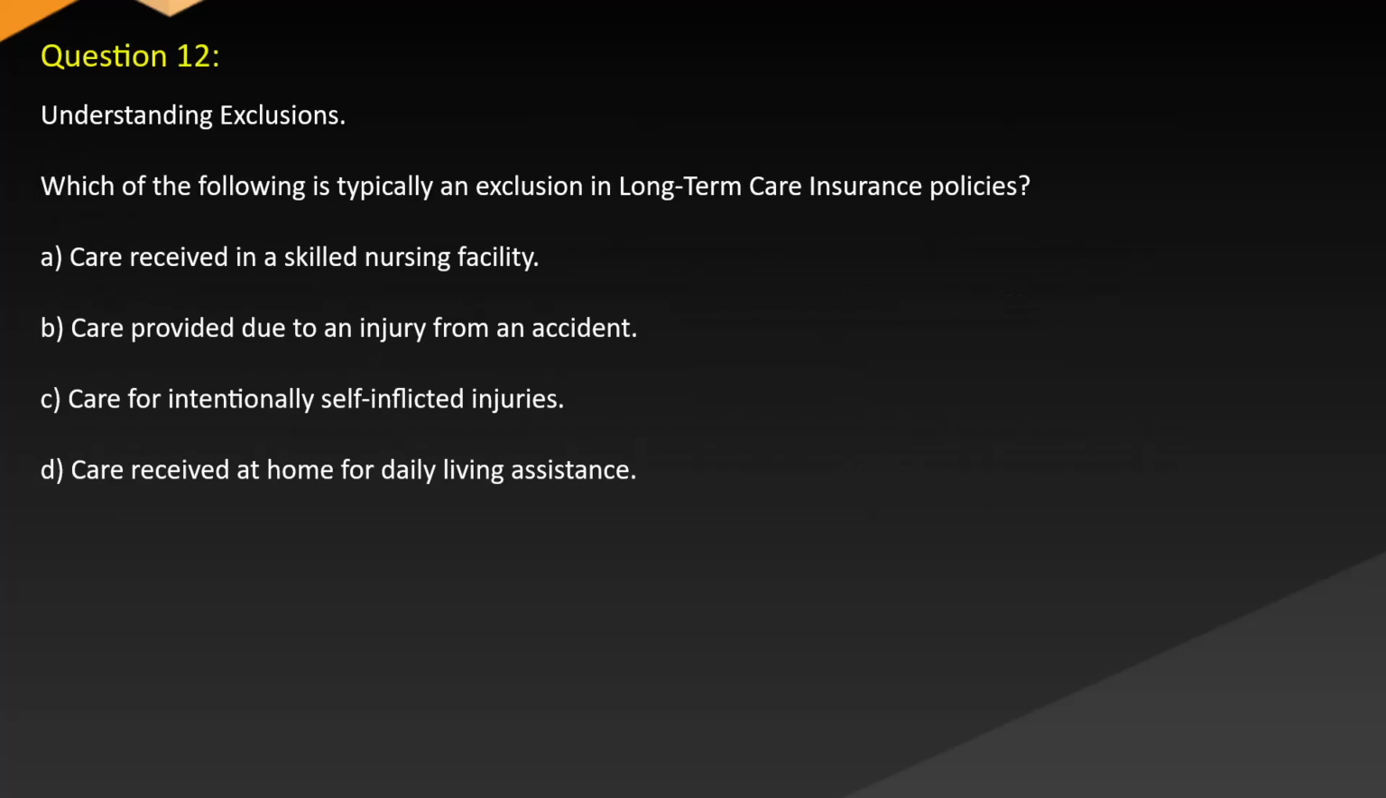Question 12. Understanding exclusions. Which of the following is typically an exclusion in long-term care insurance policies? A. Care received in a skilled nursing facility. B. Care provided due to an injury from an accident. C. Care for intentionally self-inflicted injuries. D. Care received at home for daily living assistance.